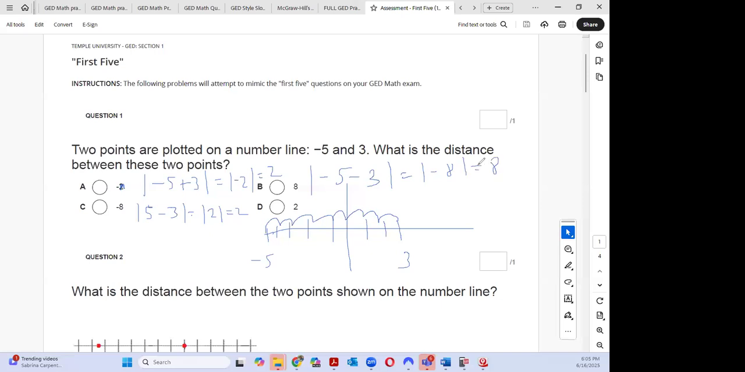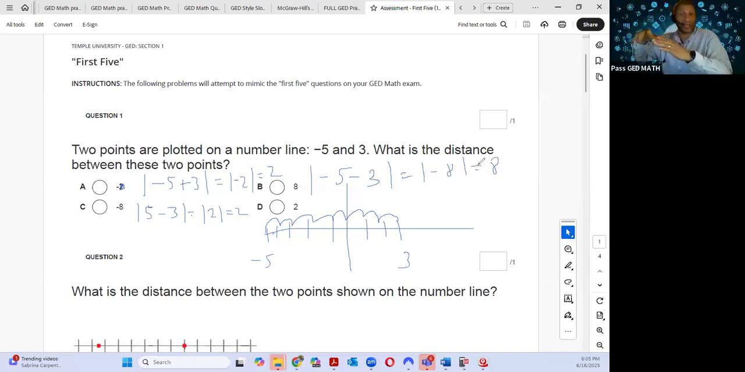So that's probably how they're going to have it, or they'll have something like a thermostat. What is the temperature change between -7 and +10? Just counting in between, get from one number to the other.